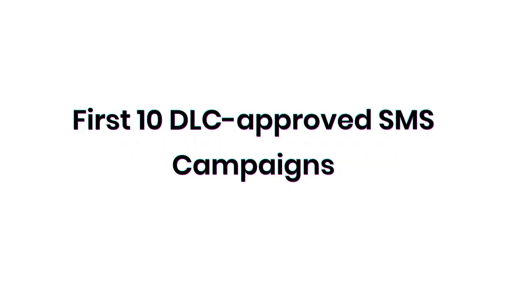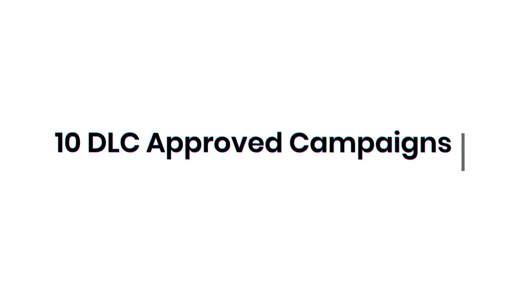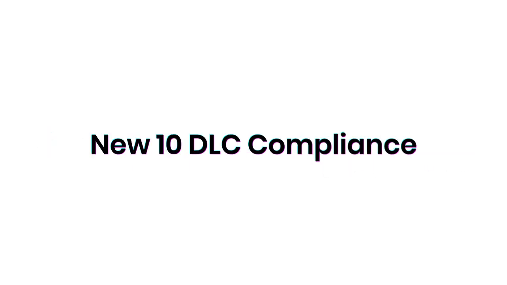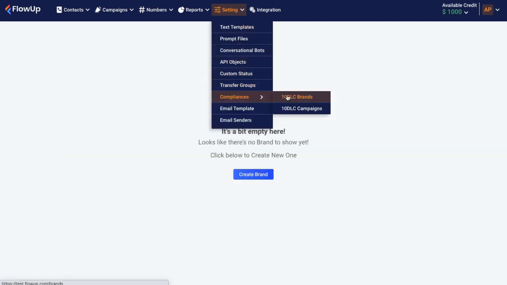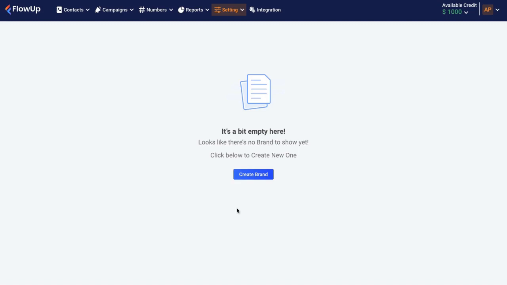In order to start creating your 10 DLC approved campaigns with SMS service, first of all, you need to create and register your brand as per the new 10 DLC compliance. For that, you need to go to Settings menu and go to Compliances and select 10 DLC brand. If you are starting from scratch, you will not see any brands and also see a tab to create brand. You need to click on it.